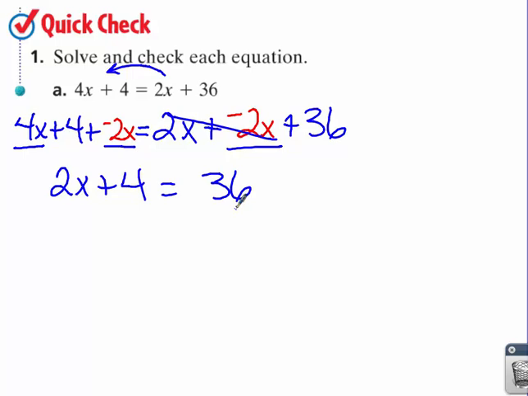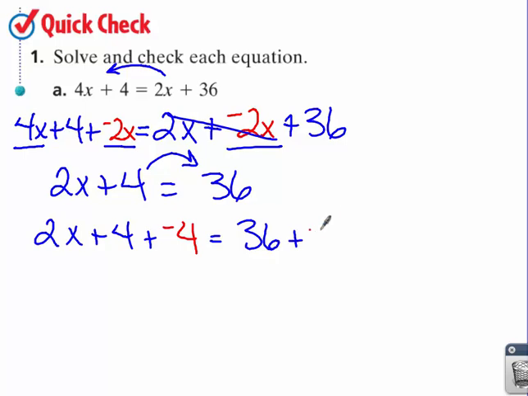Now if you look at this particular problem, it looks just like a regular two-step problem. Same kind of problems that we've been working on. So now I'm going to move this 4 over to be with the 36. And again, the way we do that is we add the opposite. So 2x plus 4 plus the opposite of 4, which is negative 4, equals 36 plus the negative 4. So I have to add that same number to both sides. And then we simplify that line. So these 4's go away, and we're left with 2x is equal to, and then 36 plus negative 4 gives us 32.